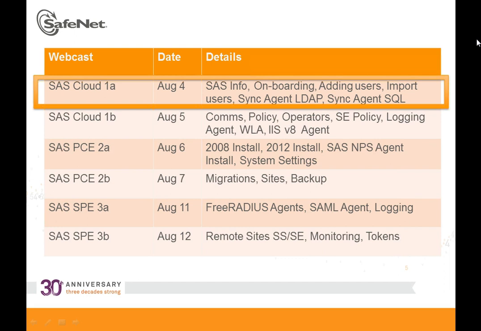So in this first session, we're just going to talk about some things about SAS in general. We're then going to go through and review onboarding. We're going to look at some of the errors and some of the troubleshooting that you have with onboarding. We're going to be adding users manually, adding users from a file, and we're going to move on to the sync agent, where we're going to connect an LDAP store, sync it, and connect a SQL user store and sync it.